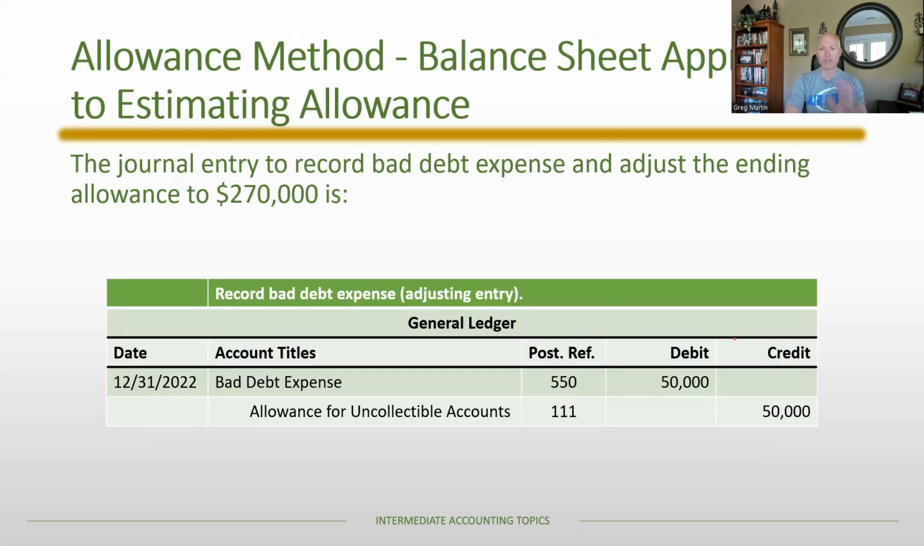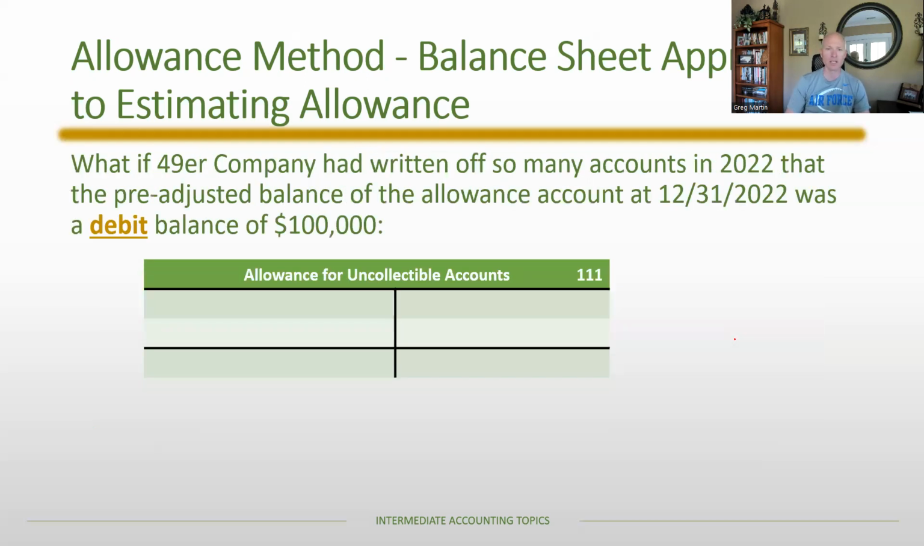All right, so let's throw some wrinkles in here. Let's say that there had been additional write-offs. Before, remember, we assumed that 220,000 was sitting there and we didn't have any more write-offs. Let's say that for whatever reason, we had a bunch of write-offs in 2022, so much so that we ended up with a debit balance in our allowance for doubtful accounts. In other words, we would have had another $320,000 of write-offs. And that large amount of write-offs actually created a debit balance in our allowance for uncollectible accounts.